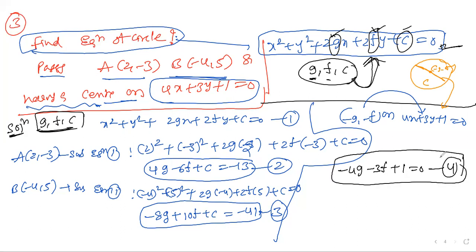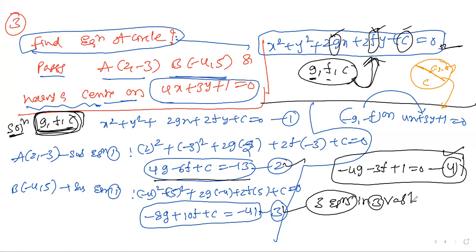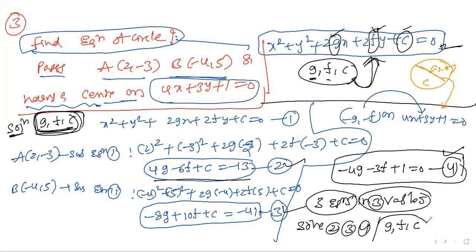Is this clear? No doubt at all. This is the general procedure; I just substituted the given information. The agenda is to calculate the values of g, f, c. So how many equations do we have now? Equation number 2, equation number 3, equation number 4. We have 3 equations in 3 variables. We can solve equations 2, 3 and 4 to get g, f, c. After we get these values, please substitute them in the equation, and you get the answer. That is your agenda.